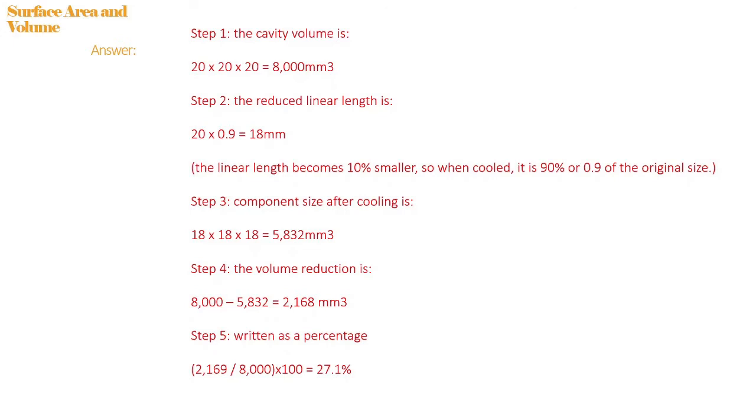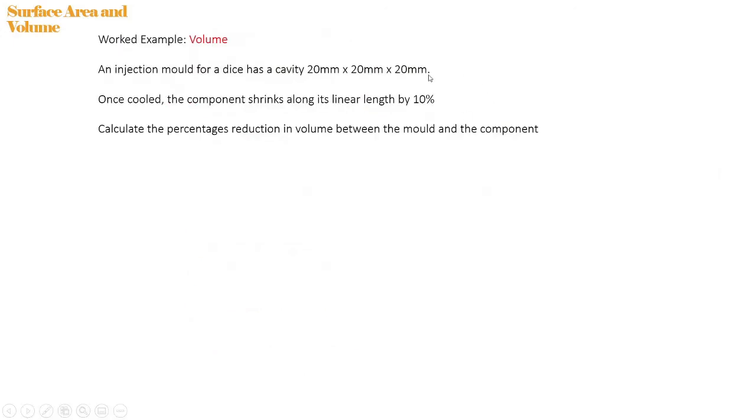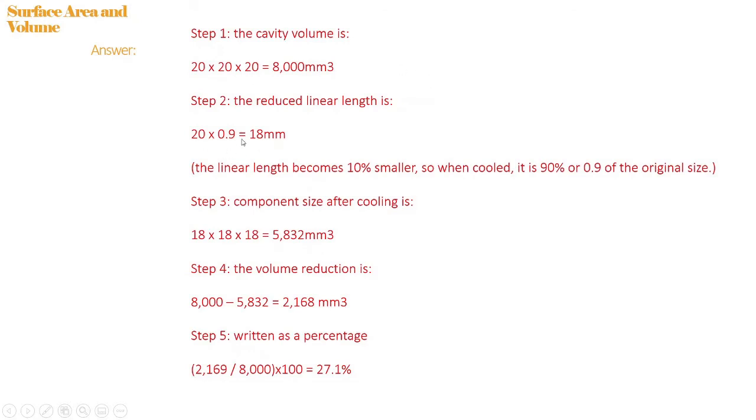Then, reduce the linear length. So, the linear length reduces by 10%. So, 20 times 0.9 gets you 18, because we're removing 10% of it. So, basically, we're trying to find 90% of it. So, 90% of 20 is 18 millimetres. So, the linear length becomes 10% smaller when it's cooled, so 90% of, or 0.9 of its original size. So step three is figuring out the component size when it's cooled. So rather than doing 20 by 20 by 20, it'll be 18 by 18 by 18, which gives us 5,832.